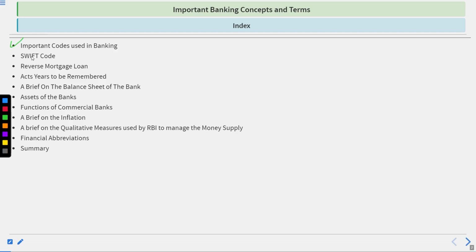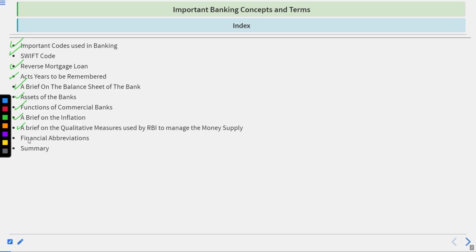In this, we will first cover the important codes used in banking. Second, we will look at the SWIFT code. Third, we will talk about the reverse mortgage loan. Fourth, the Act years to be remembered. Fifth, a brief on the balance sheet of the bank. Sixth, assets of the bank. Seventh, functions of commercial banks. Eighth, a brief on inflation.